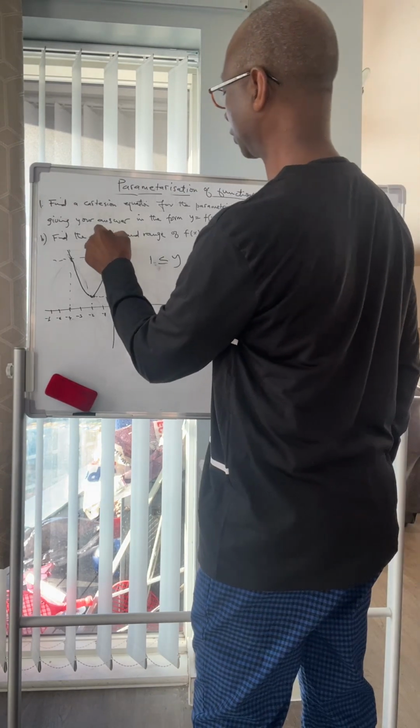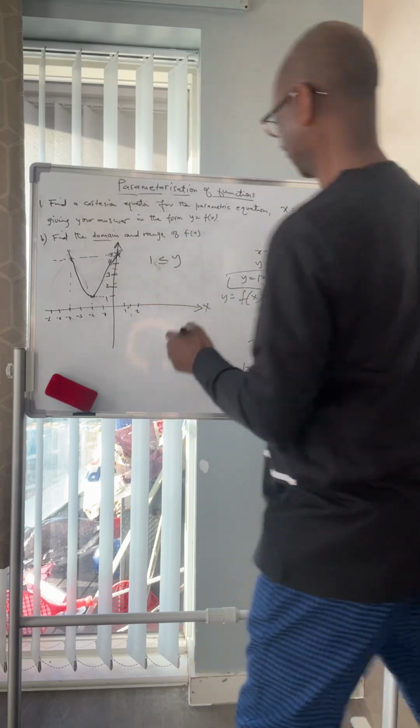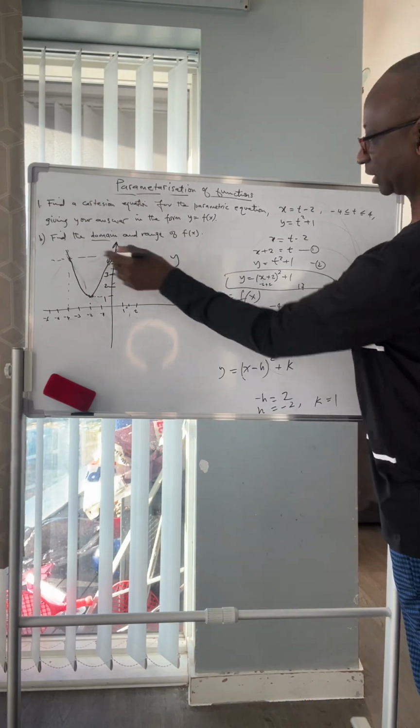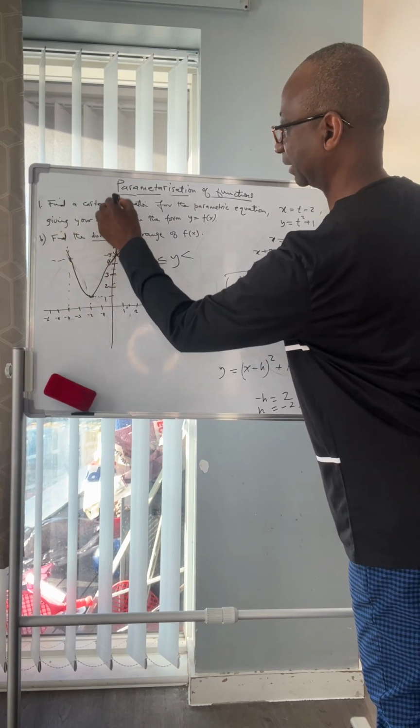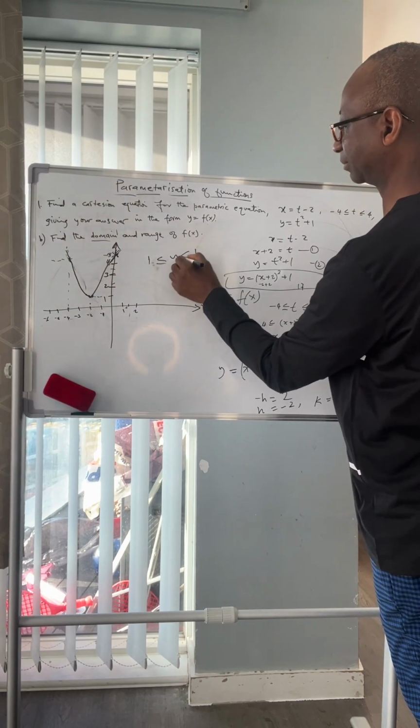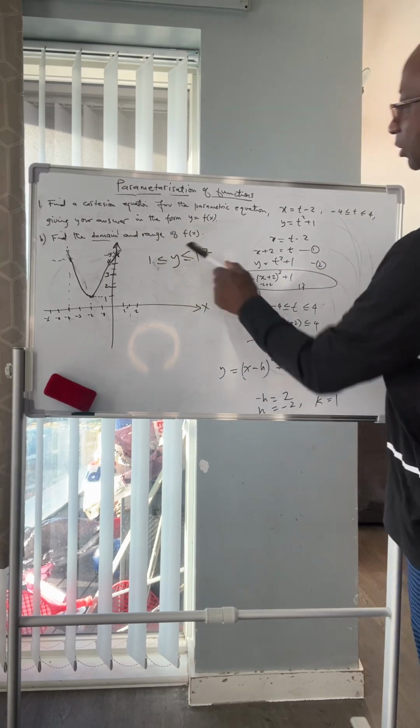So this graph will continue up to 17. I should not have drawn it like this. It will go up to 17 here, where this reaches 17. So this is the range.